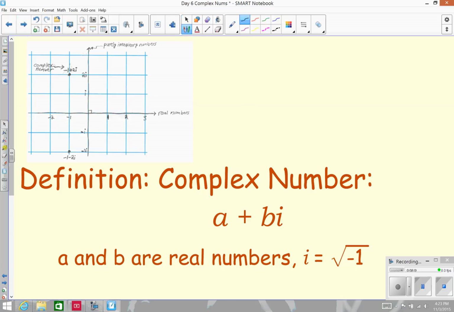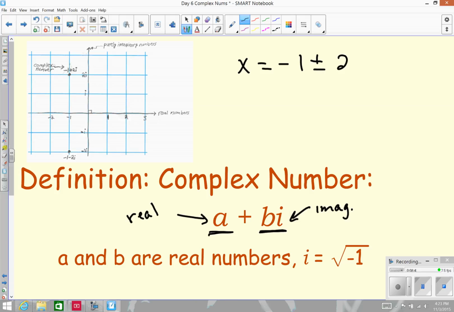Okay, complex numbers. Basically, they have i in them. So I have typically two parts to a complex number. I have what's called the real part, represented by a, and the imaginary part, represented by i multiplied by some coefficient. So this part here is the imaginary part. The a is the real part. Remember yesterday when we plotted an answer that we got to a quadratic, we had an answer where x was equal to negative 1 plus and minus 2i, which is really two answers.